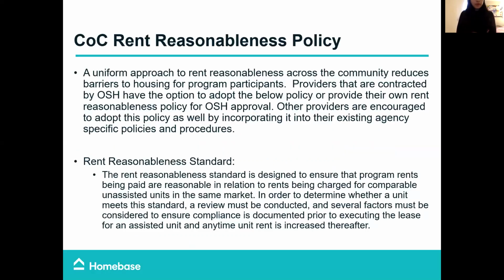So a uniform rent reasonableness policy across the community reduces barriers to housing for program participants. Providers are encouraged to adopt the policy set by the Office of Supportive Housing or submit their own policy for OSH approval. OSH's policy lays out the purpose of a rent reasonableness standard and the necessary steps that must be taken to determine whether a unit meets this standard.